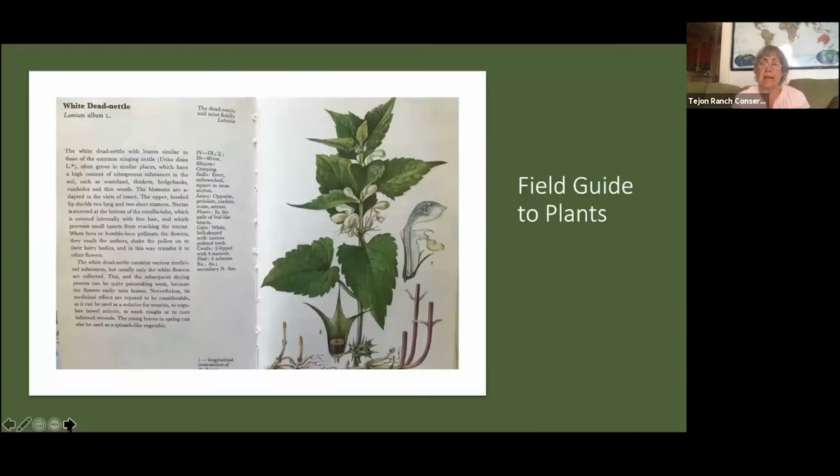And this is a field guide to plants, and in my opinion, not a particularly good one, although the drawings are wonderful. But it's not particularly organized in a way that is useful to me. I've kept the book because the drawings are so good, but I actually have never used this particular field guide.